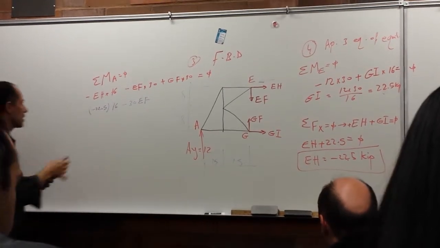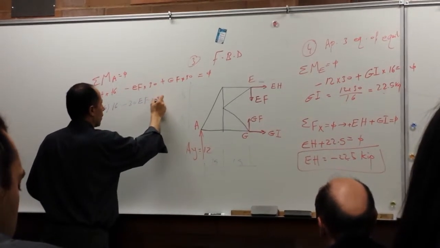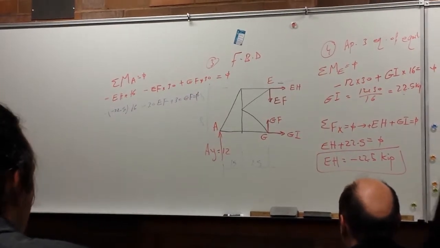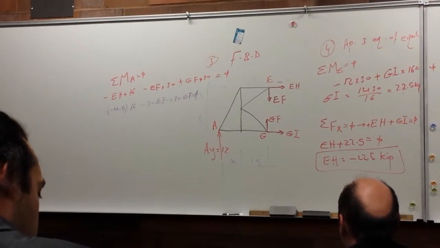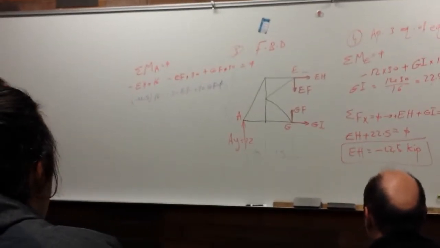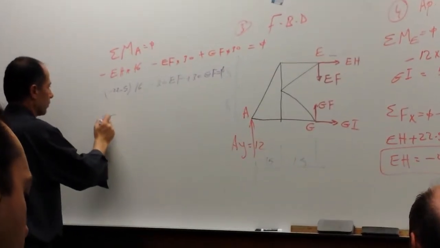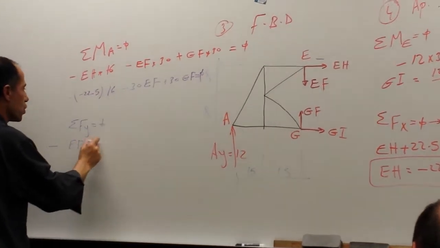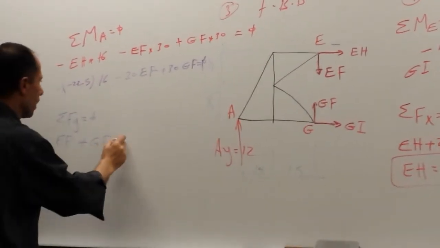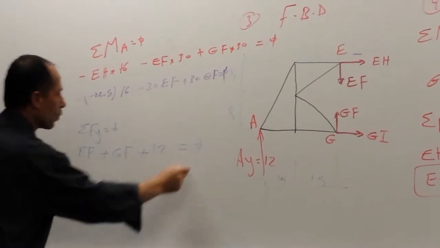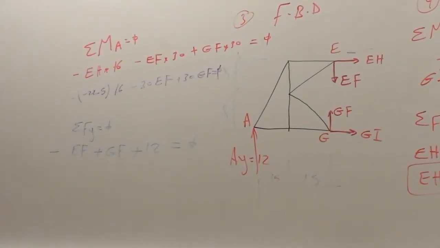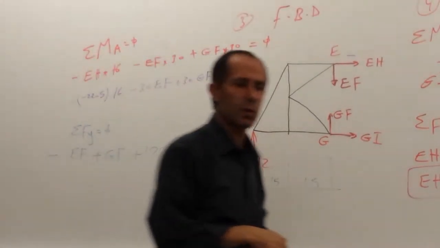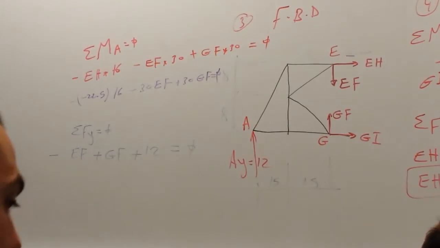GF here positive, 30 GF equals 0. This is one equation with two unknowns. Sum of forces on y equals 0. EF is negative. GF is positive. 12 is positive equals 0. What do we have in here? Two equations with two unknowns. Plug them in your calculator, problem solved.